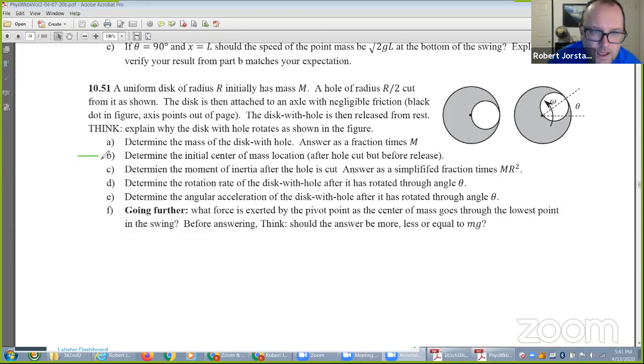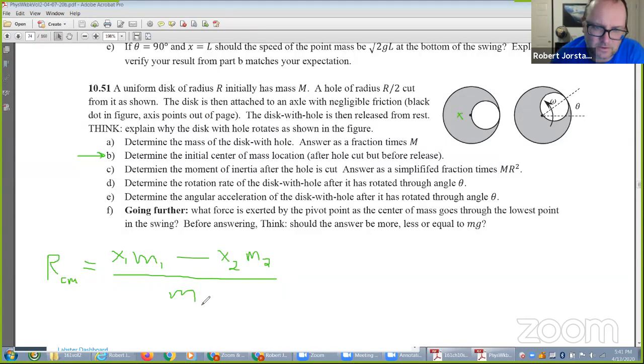And now, how would you get this? I sketched it out. We're looking for the center of mass position, right? If we don't have the center of mass position, you can't do a swinging motion problem. How do we do that, with the hole? I could do: the radius of the center of mass is going to equal x1 m1 minus the hole, x2 m2, right? All over m total.